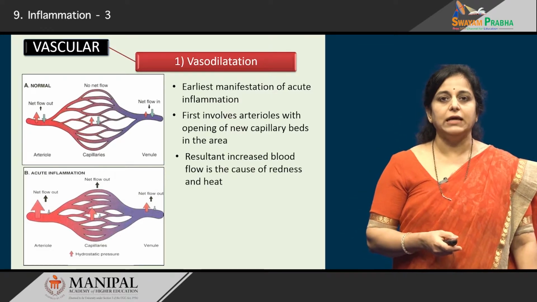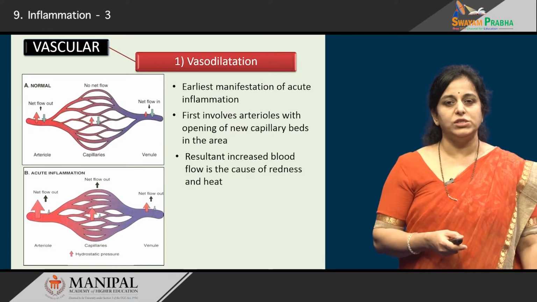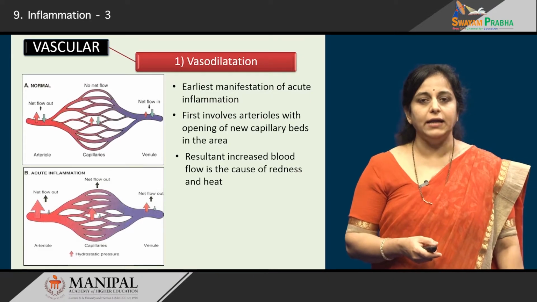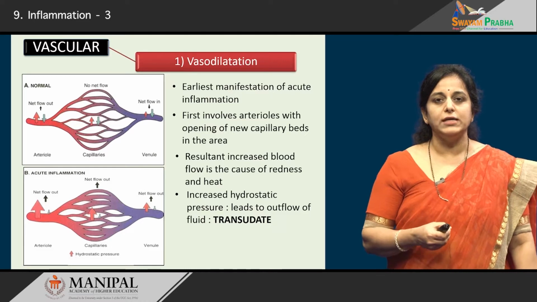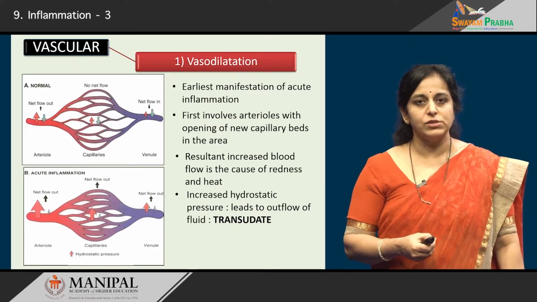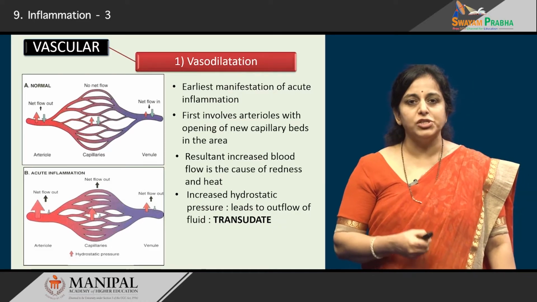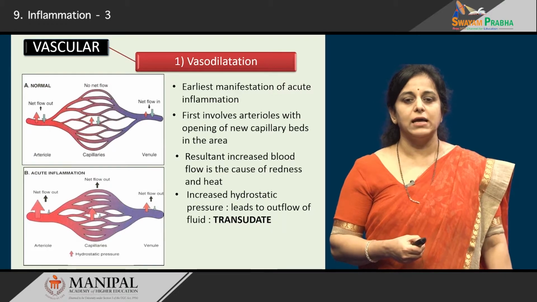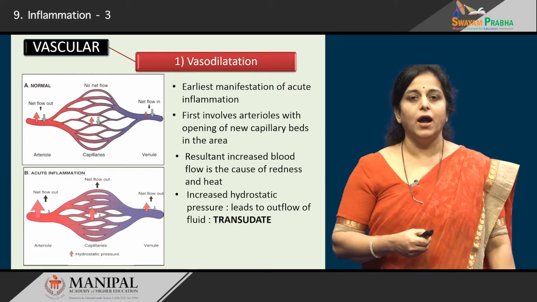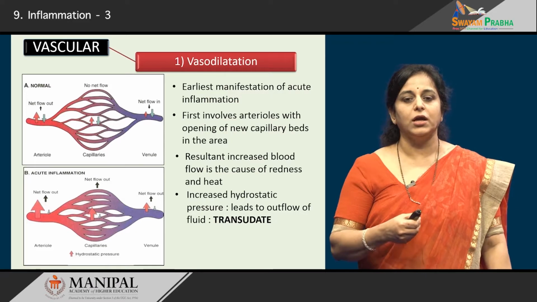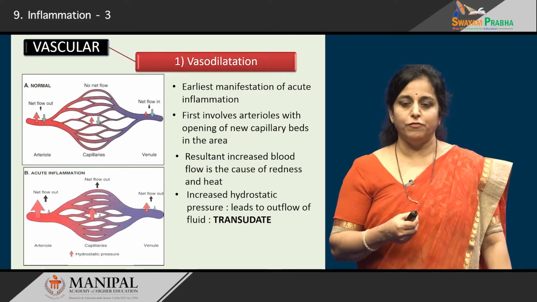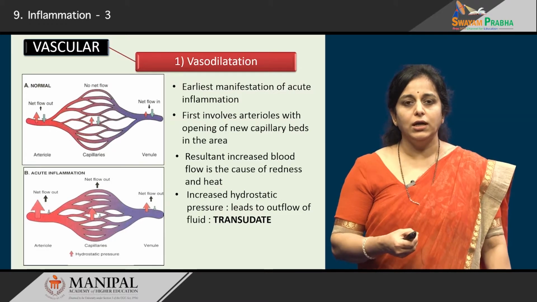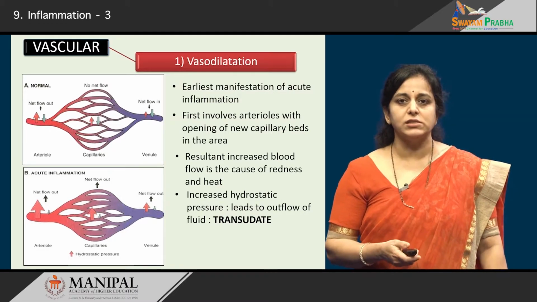This results in increased blood flow to the area, which is the cause of redness and heat at the site of inflammation. Because of increased blood flow, there is increased hydrostatic pressure. When the pressure within the blood vessels increases, there is an outflow of fluid out of the systemic circulation into the tissue. This outflow of fluid into the tissue early in inflammation is called transudate.